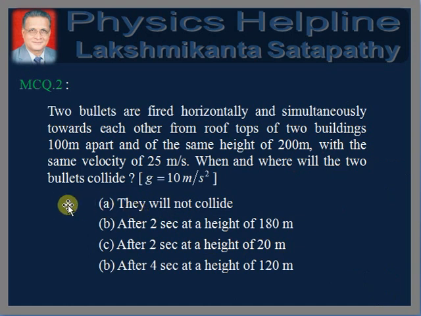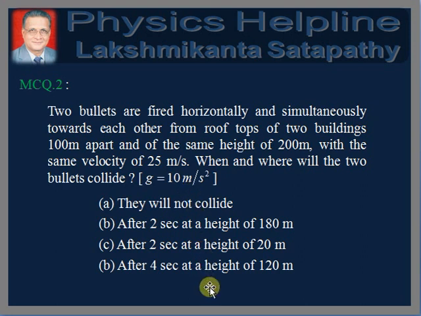Now for question 2. It is about 2 bullets fired horizontally towards each other simultaneously from the rooftops of 2 buildings, 100 meters apart. The distance between the 2 buildings is equal to 100 meters and height of each building is equal to 200 meters. The bullets are fired with the same velocity of 25 meters per second. We are required to find when and where will the two bullets collide? Acceleration due to gravity is given as g is equal to 10 meters per second square.